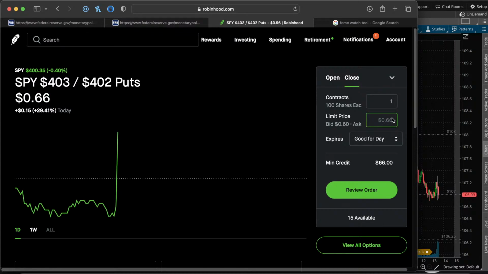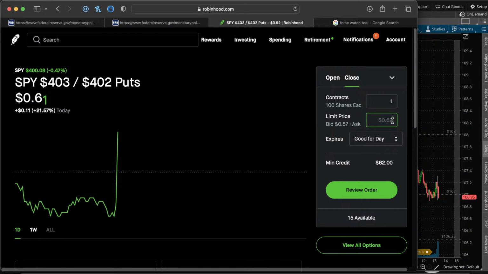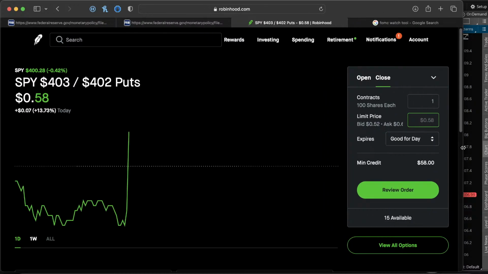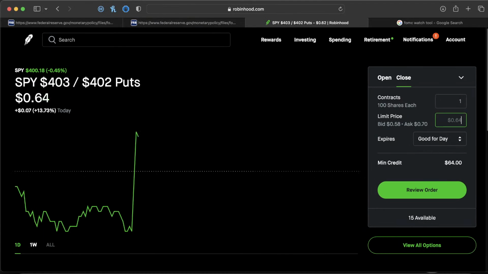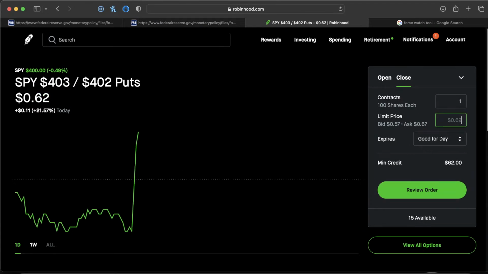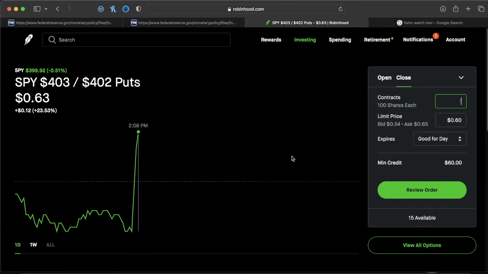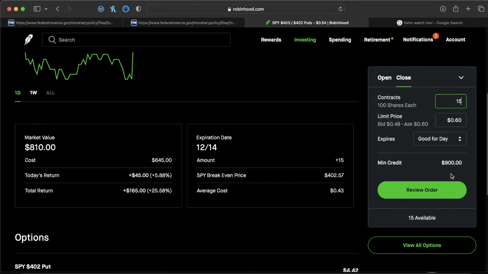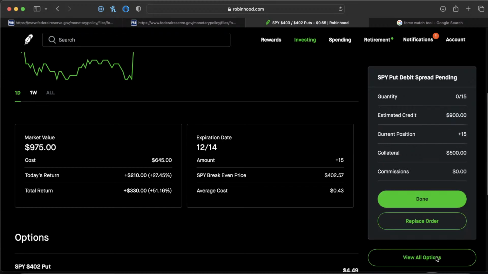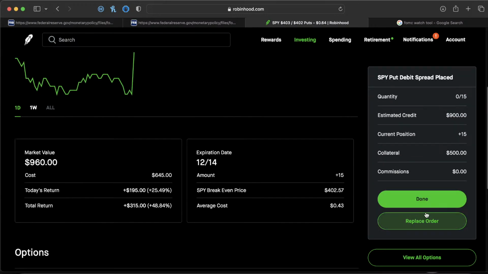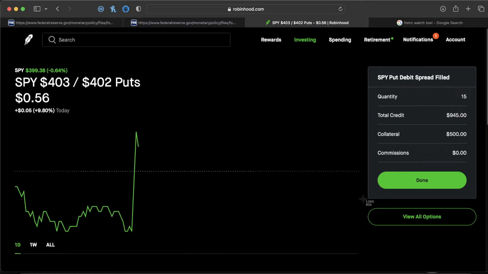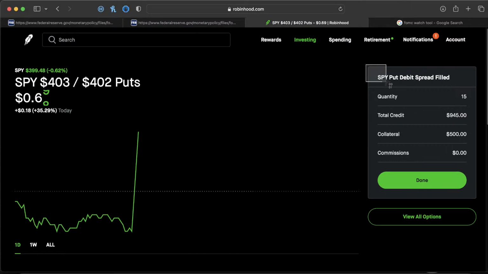So let me close out of the put debit spread, the 402, 403. The spreads are going absolutely berserk right now. I'll try to close them. I'll type in 60. Okay, that should be an easy close now that it just dropped below 300. So I had 15 of them. I originally bought them for 43 each. So I'm going to close them at 60, and that'll go to the trade alerts once that order is filled. We actually got $945 of credit, so a little bit better than the 60 that we asked for.